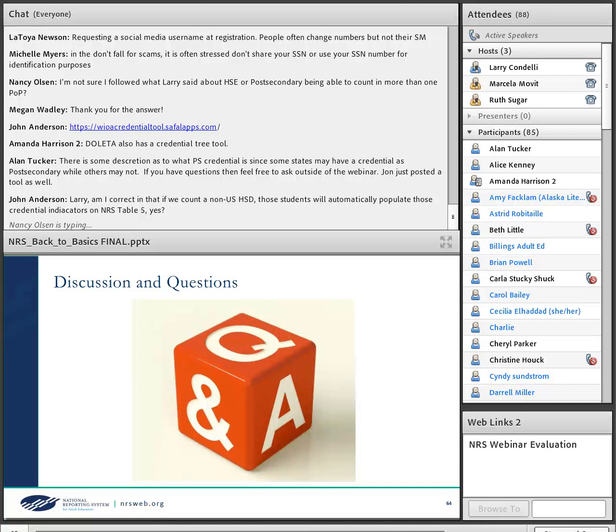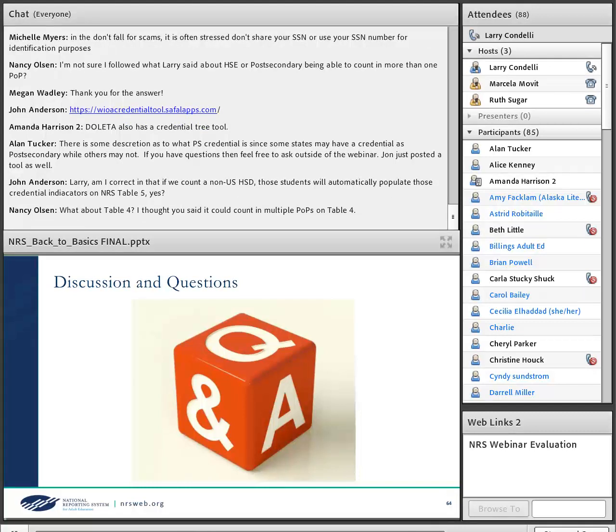And John wanted confirmation that if we count a non-U.S. high school diploma, those students will automatically populate those credential indicators on NRS Table 5. Is that correct? Well, only for the credential indicator, only if they're also co-enrolled in a post-secondary program. If they have a high school equivalency, they don't apply to the secondary credential indicator. If that student enrolls in post-secondary, then you would count them for a post-secondary credential. So you don't count them in Table 5 for the secondary credential if they already have a high school equivalency at entry. They do not count in that table.